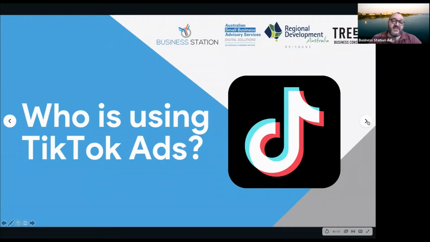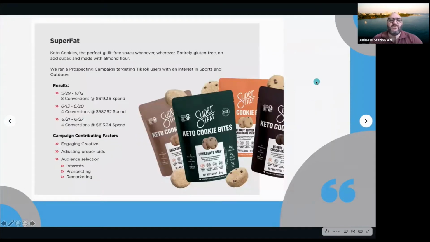So who is using TikTok ads out there? Who's doing really good things? This particular brand called Superfat, they make keto cookie bites. They're very low carb, but quite high fat and fairly high protein, right? They're what they call a guilt-free snack whenever, wherever, because they're completely gluten-free.